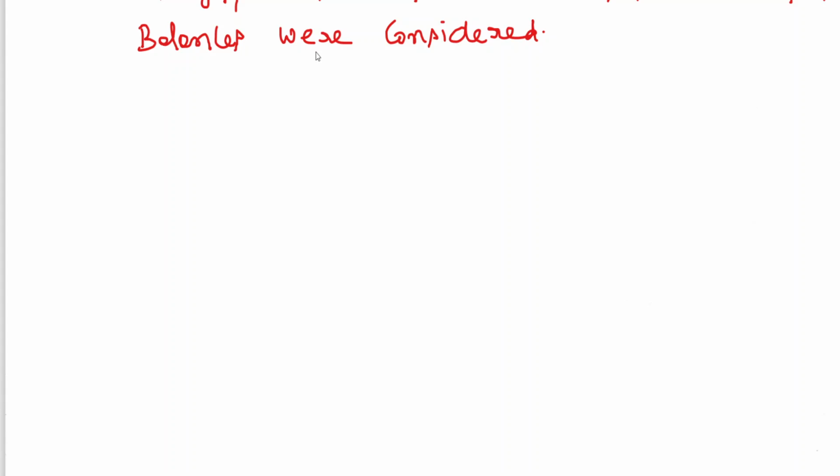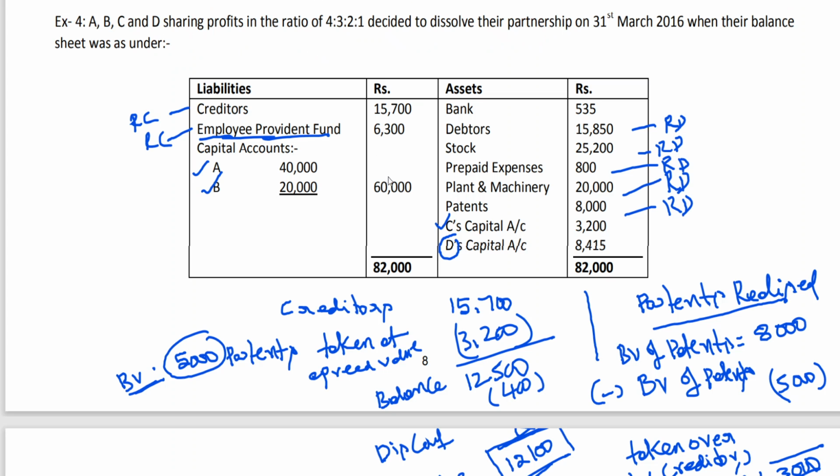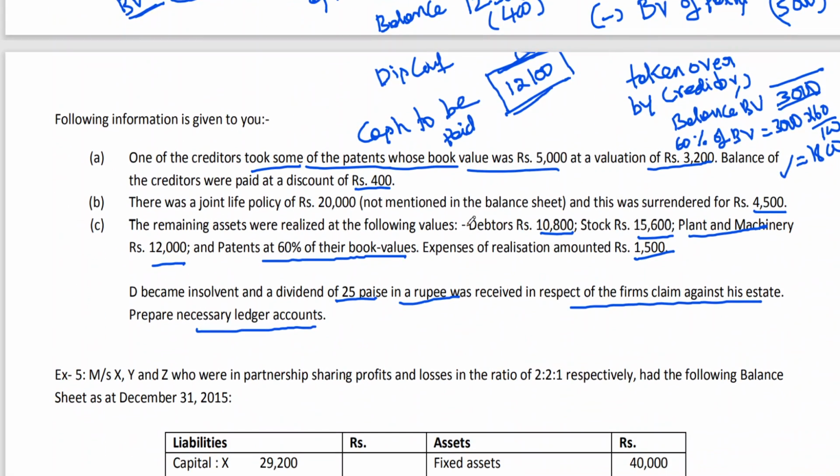So now we have also done how to find the amount to be paid to creditors, and what is the amount to be collected on patents. I think you can understand this. If you want, you can make it in your material as notes. Okay, so this explanation has been completed. Now he's asking us to prepare the necessary ledger accounts.